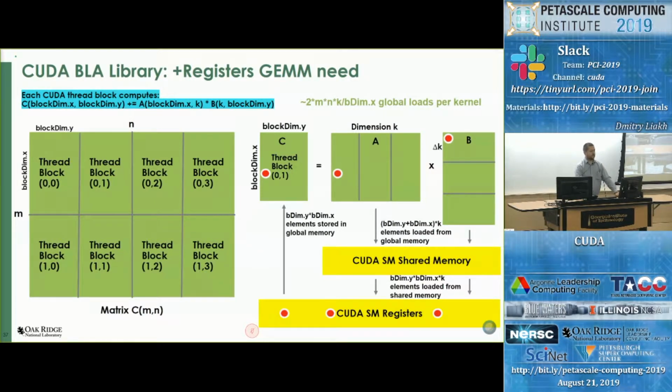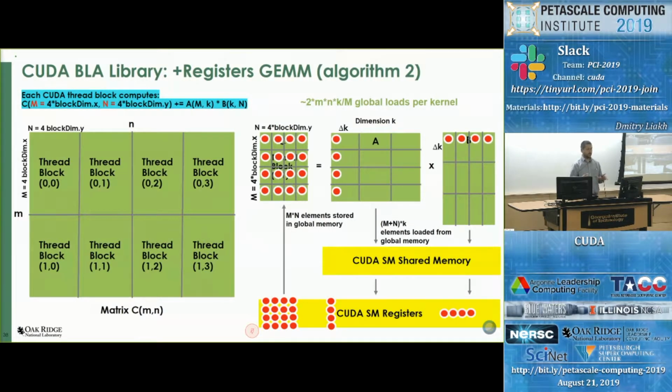Again, the next kernel, the algorithm is very similar. Each matrix C, M by N, is decomposed into non-overlapping tiles. Each tile has dimension capital M by capital N, and in this case, M is 64 and N is 64 also. So before we had a 16 by 16 tile of C. Now we have a 64 by 64 tile of C.